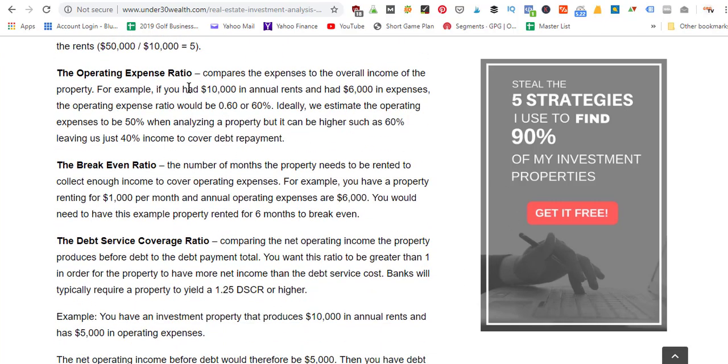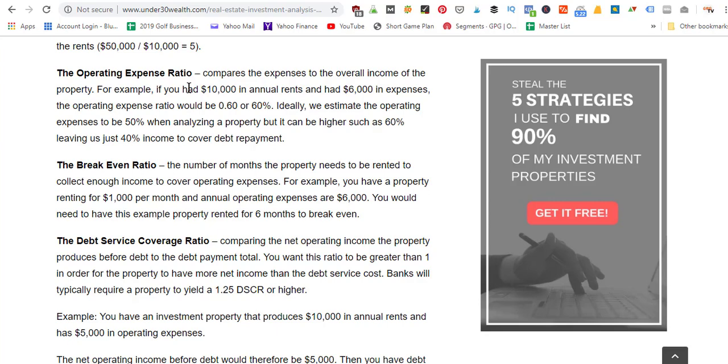The operating expense ratio compares expenses of the overall property, so your expenses versus income. Ideally, we talked about the 50% rule: you want your expenses to be less than 50% of the income you're bringing in. So that's what the operating expense ratio is in other terms. It's basically the 50% rule. You're just looking at what percentage my expenses are of my income. If you find a property in the 30 to 35% range, meaning for every $10,000 of rental income you bring in, you're going to spend about $3,000 to $3,500 towards operating expenses for that property.